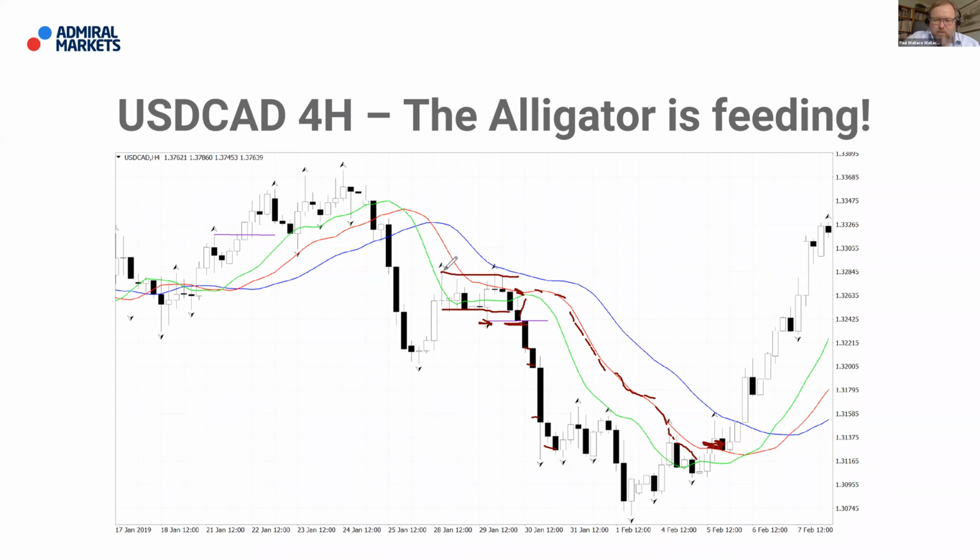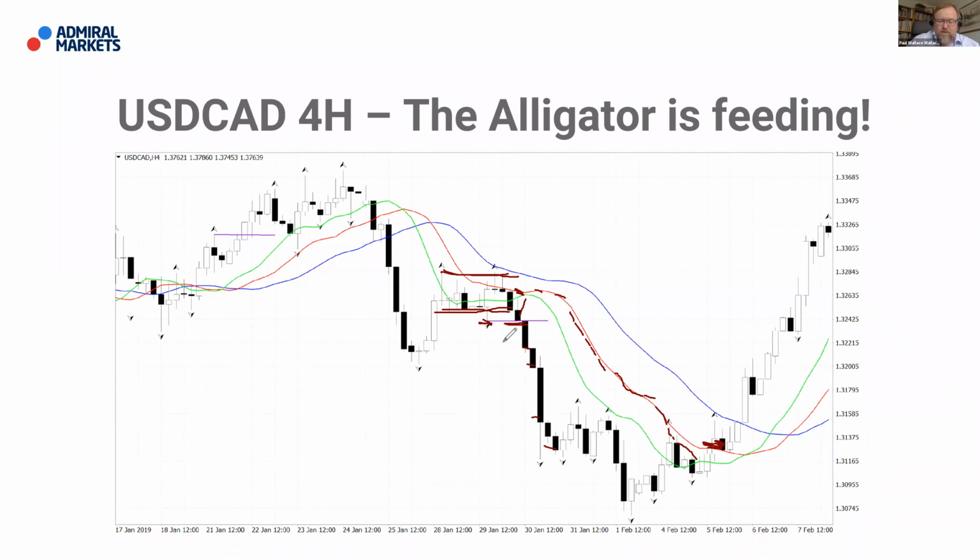And as I said, you're looking to see price where it's been in a little bit of a range, consolidating in amongst the balance lines, in amongst the alligator's jaw. And once it breaks out of that, that's the way you can work with it and just trade in that direction.